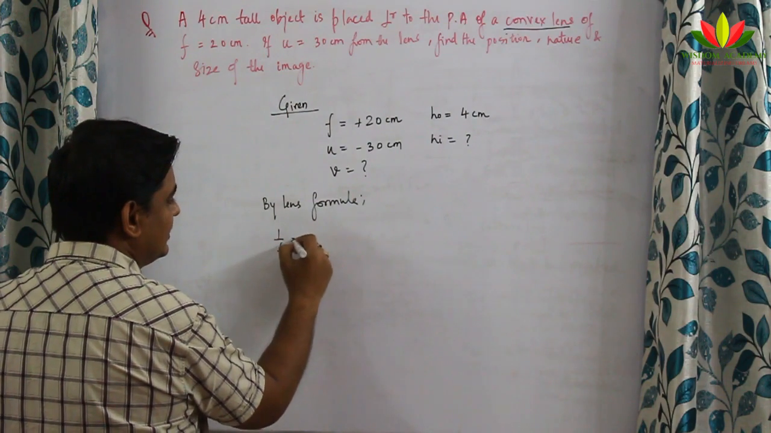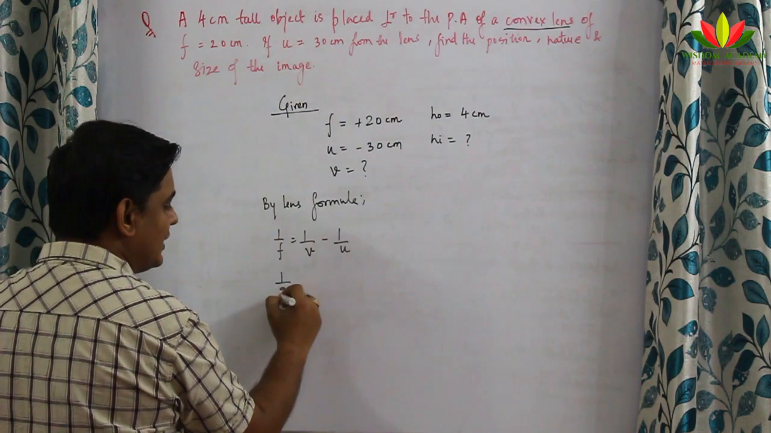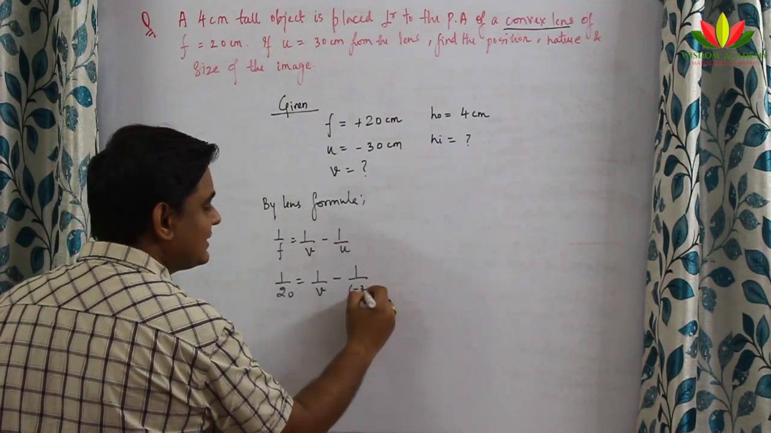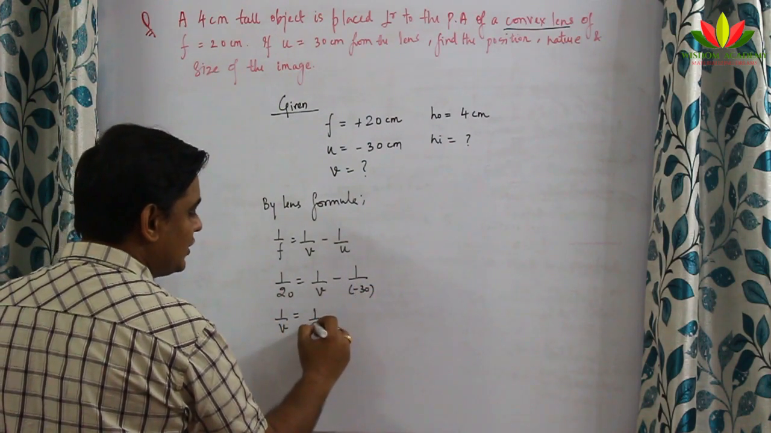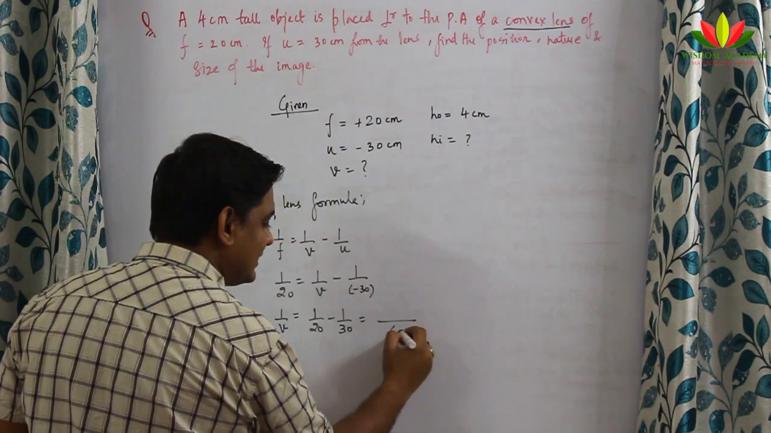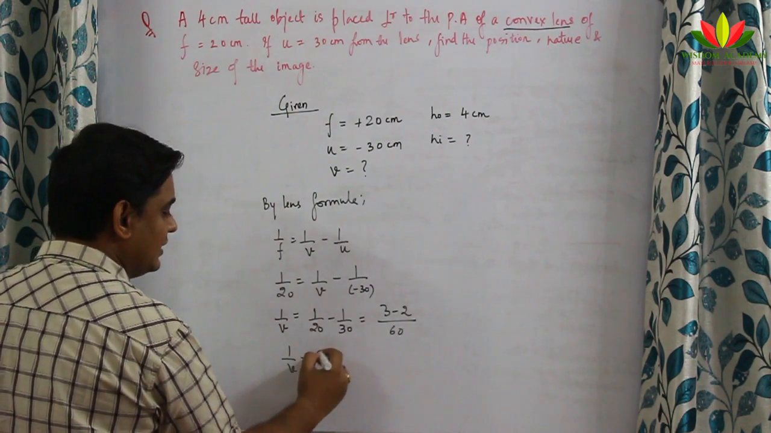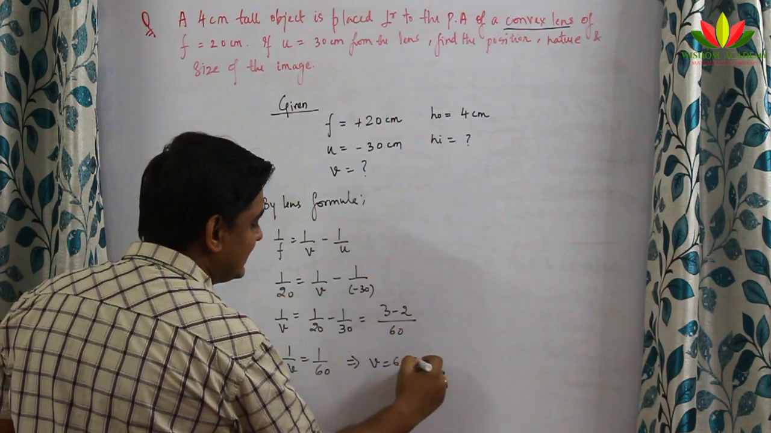1 by f is equal to 1 by v minus 1 by u. So 1 by 20 is equal to 1 by v minus 1 by minus 30. So when you solve this, you will get 1 by v is equal to 1 by 20 minus 1 by 30. Take the LCM as 60, 3 minus 2. So 1 by v is equal to 1 by 60. So v is equal to 60 centimeter.